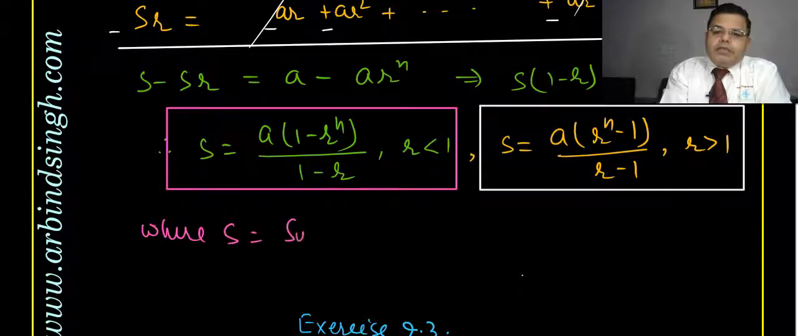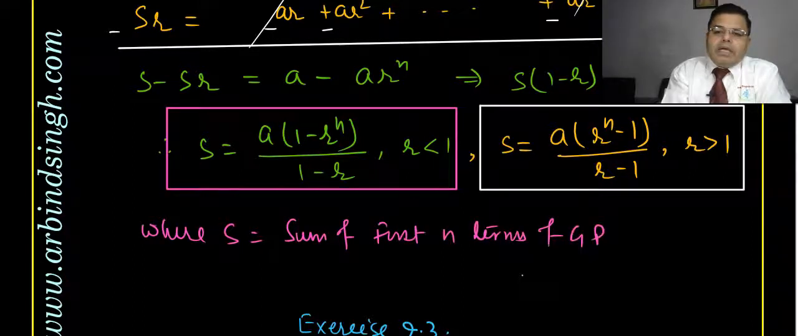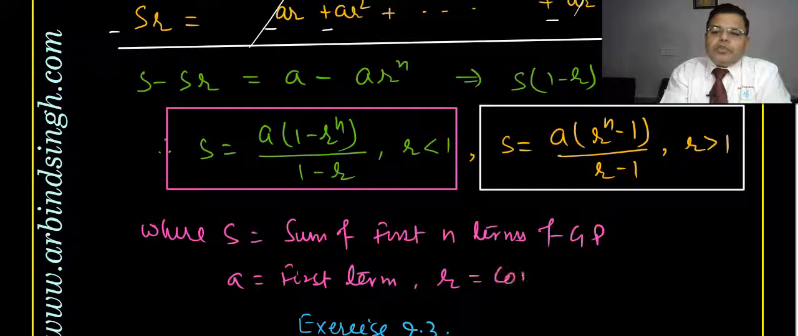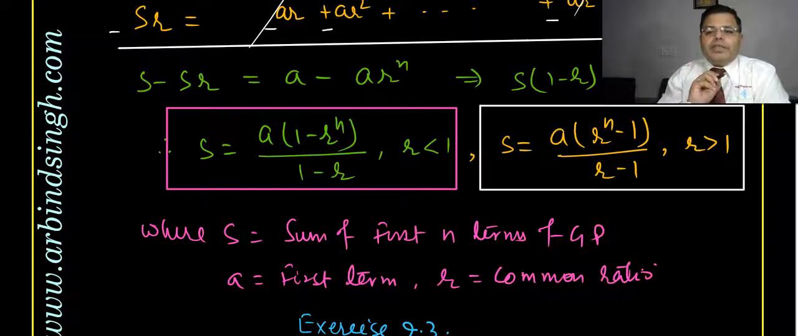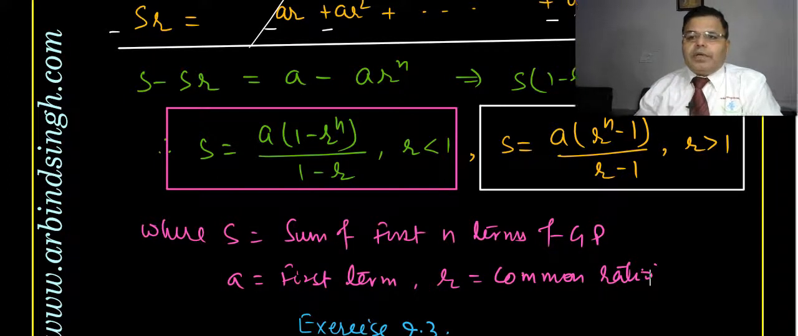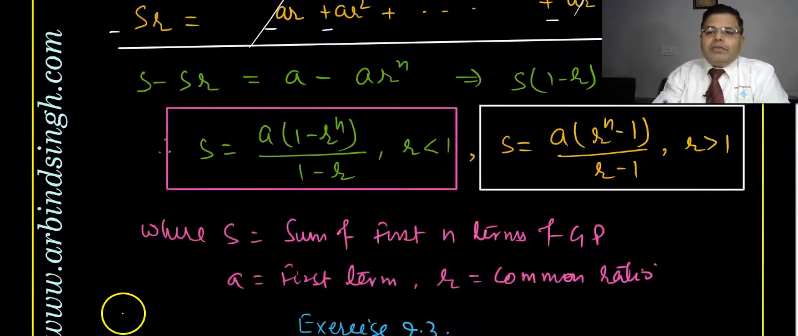Here S is the sum of first n terms of GP, A is the first term, and R is the common ratio. I hope you got it. Now let us solve some questions for understanding this concept and how to use this formula. Let us start with some questions from the given exercise, and we will solve them here.